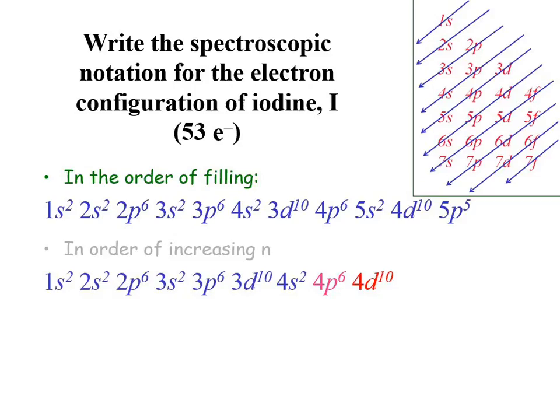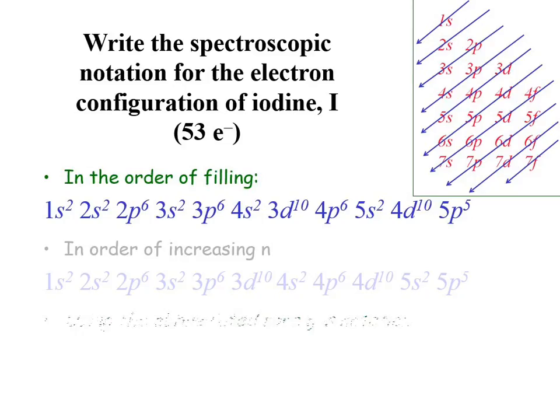It goes 1s2, 2s2, 2p6, 3s2, 3p6, 3d10, 4s2, 4p6, 4d10, and then 5s2, 5p5. Be careful though. That last one that I've given you for these last 2 electron configurations, that's not in the order that they're added. That's just in the order of increasing n.